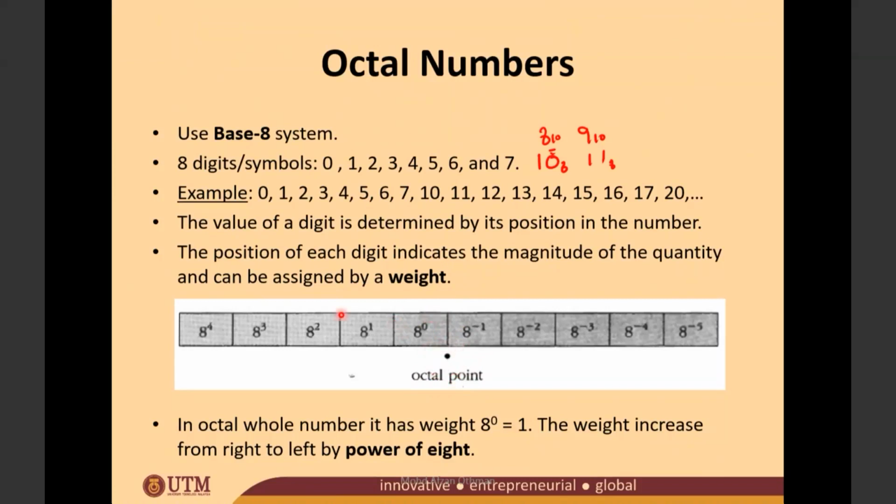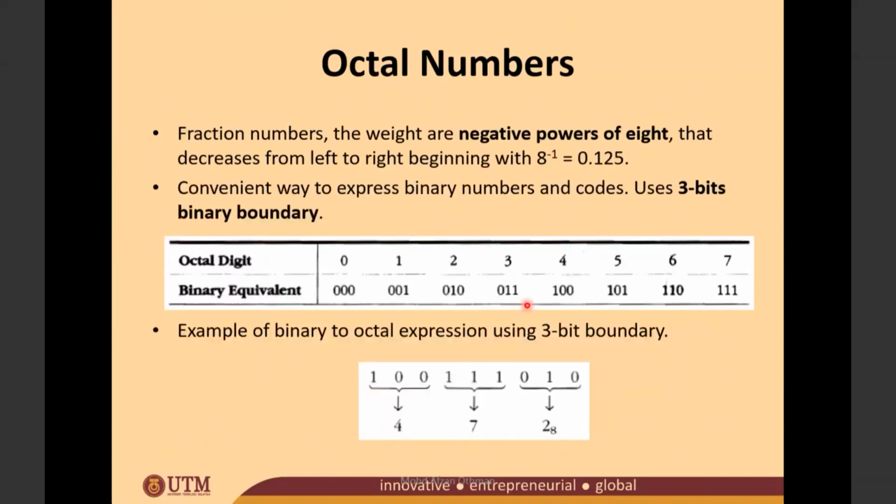Okay, from this octal point, then after that you can put the weight lah, pemberat untuk setiap position. Okay, so yang ni 8 kuasa 0, 8 kuasa 1, 8 kuasa 2 sampai 8 kuasa n. Okay, after the nombor perpuluhan, for the nombor perpuluhan we started with 8 kuasa negatif 1, 8 kuasa negatif 2, 8 kuasa negatif 3 sampai 8 kuasa negatif n. Okay, so in an octal whole number it has weight 8 power of 0 equal to 1, and the weight is increased from right to the left by power of 8 and decreased from the left to the right by power of minus 8.